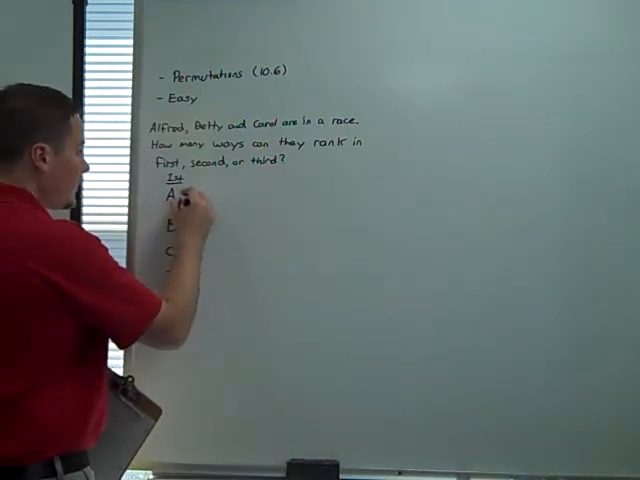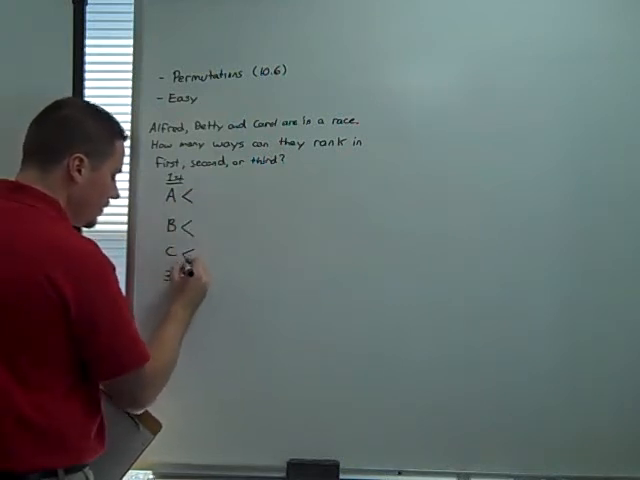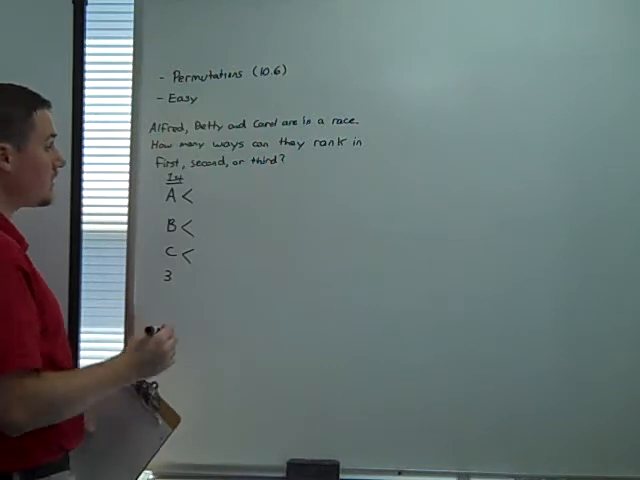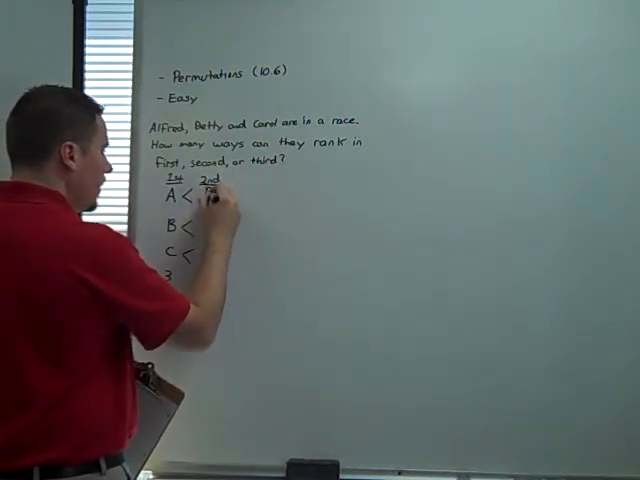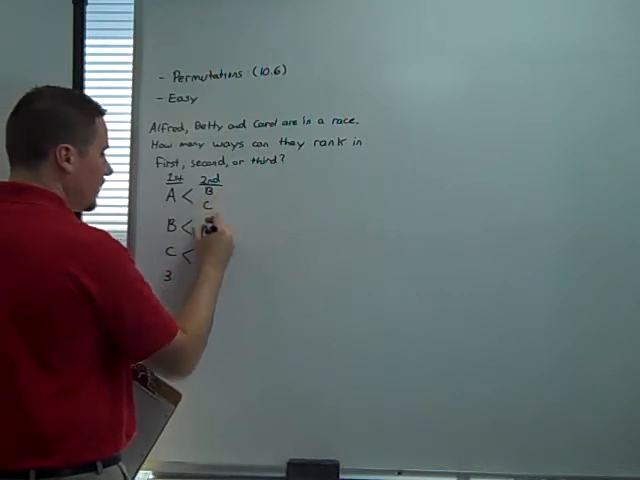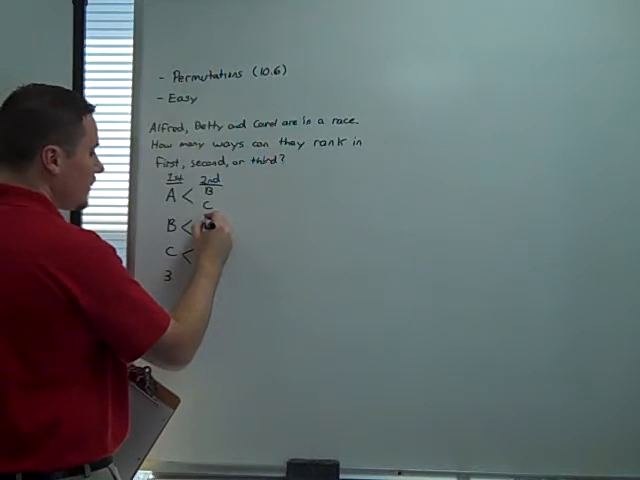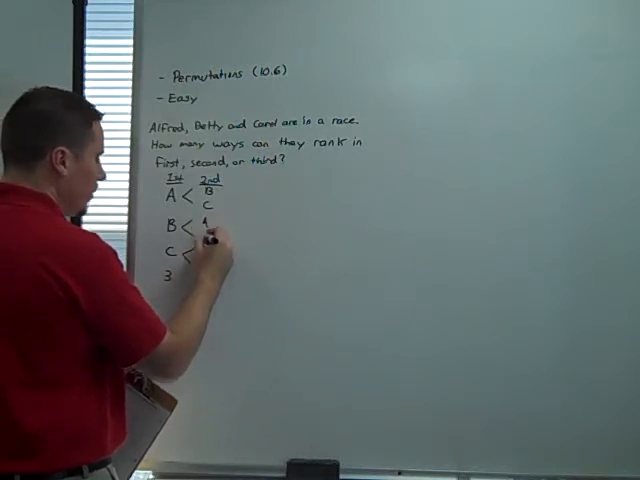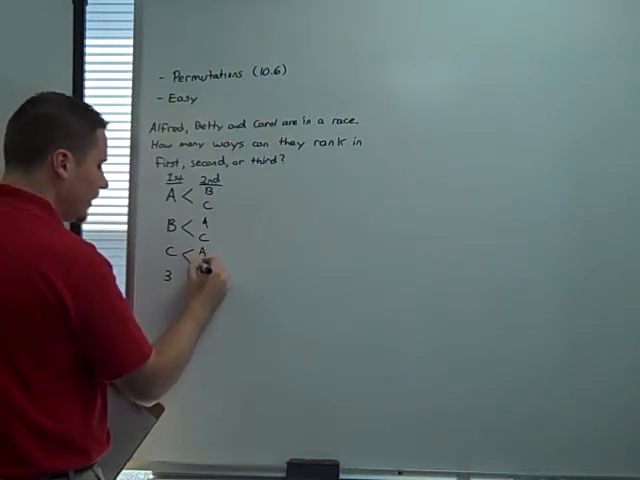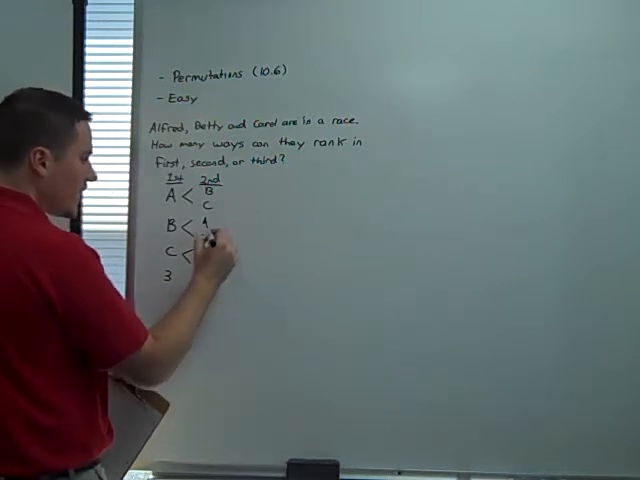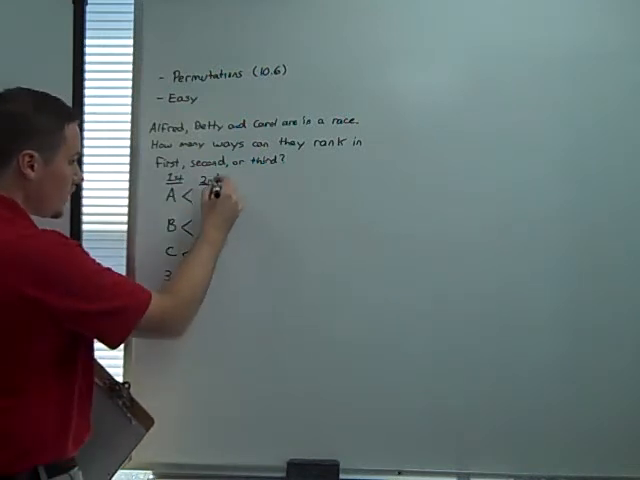Now, at each choice, I have 2 different options. If Alfred comes in first, either Betty or Carol can come in second. Likewise, if Betty comes in first, then either Alfred or Carol can come in second. And if Carol comes in first, then Alfred or Betty can come in first. Or second, excuse me.